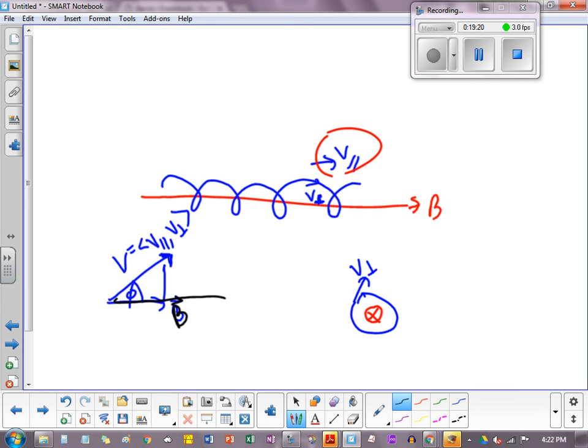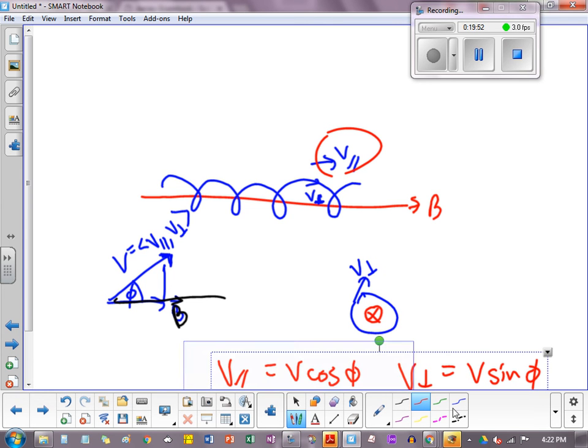So basically, if you do a little SOHCAHTOA, you can learn that V parallel is really just V cos phi, and V perpendicular is V sine phi. So what this does is this relates what we call the pitch angle, phi, to the original velocity. If you take the original velocity times the cosine of the pitch angle, that gives you V parallel. If you do original velocity times sine of the pitch angle, you get V perpendicular. And these might be useful in the lab.